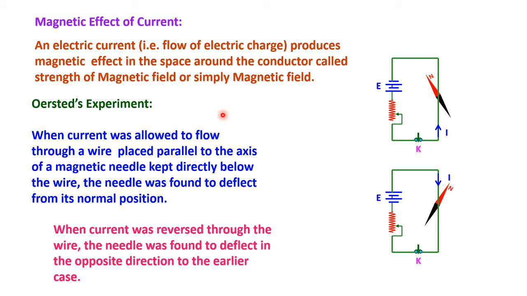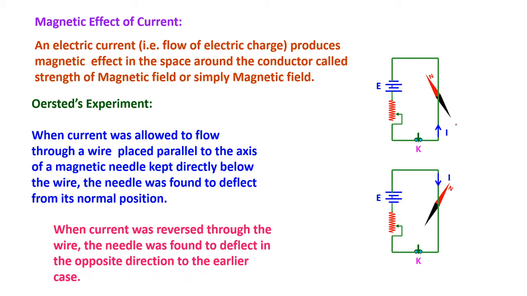So what is his final conclusion? The final conclusion is that when a conductor carries current, it produces a magnetic field around it. If this is a conductor carrying current I, it always produces a magnetic field around it. This is the observation made by Oersted. From here, the study of magnetism started.